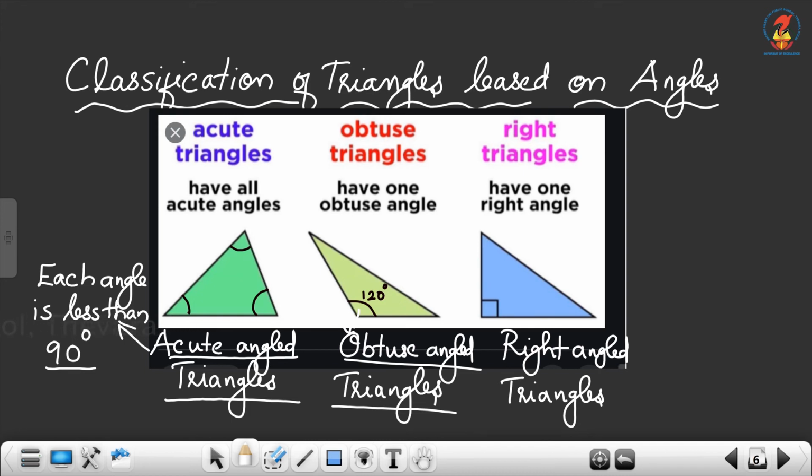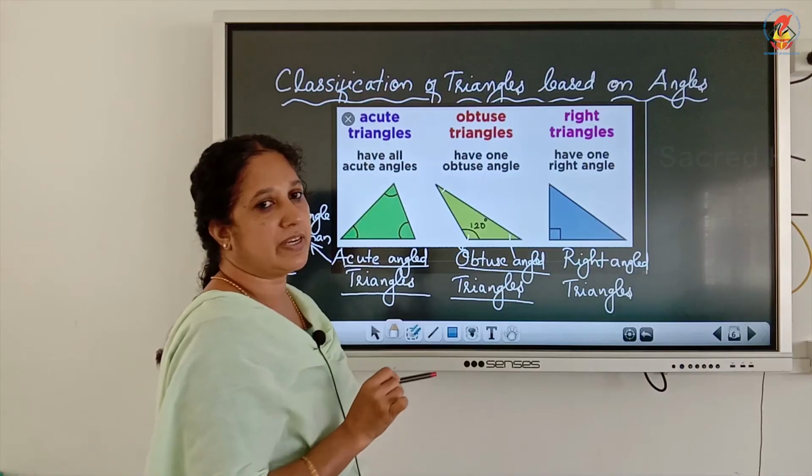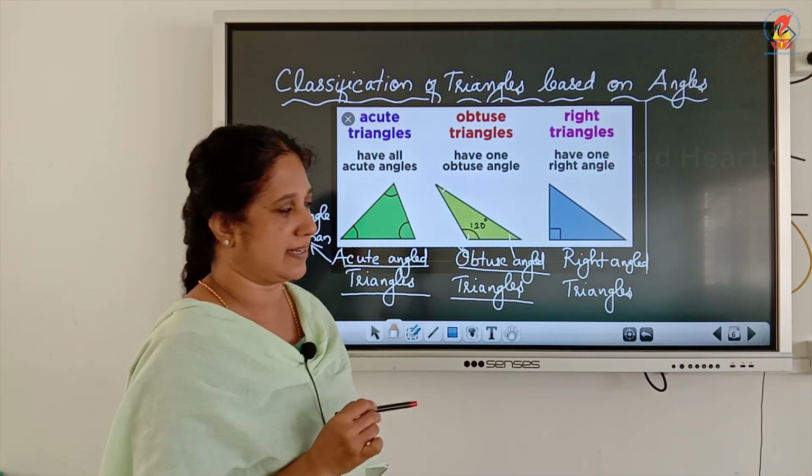An obtuse angle triangle has one obtuse angle. And what about the other two angles? The other two angles are acute angles. And the second one is the obtuse angle triangle.